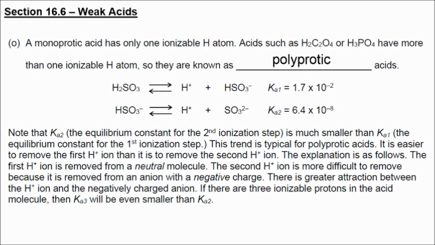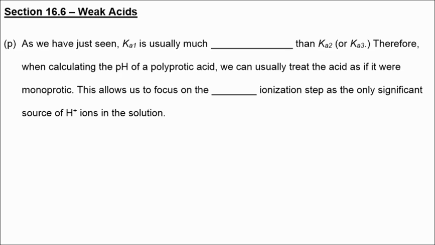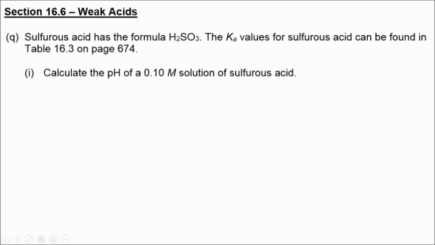So if you have 2 or 3 ionizable steps for an acid, the first one is going to have the largest K value, and then they get smaller and smaller. As we've just seen, Ka1 is usually much larger than Ka2 or Ka3. So when we calculate the pH of a polyprotic acid, we can usually treat the acid as if it were monoprotic. This allows us to focus on the first ionization step as the only significant source of H+ ions in the solution. So in this question we have sulfurous acid, which has the formula H2SO3.